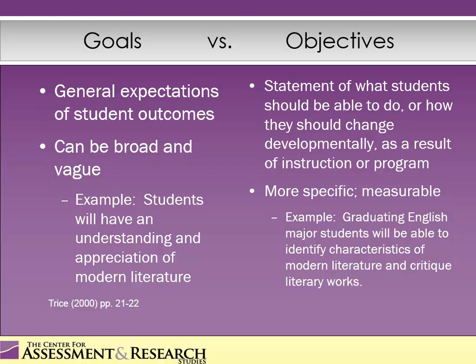It's important to understand that program objectives are not the same as program goals. Goals are generally broader than objectives. Program goals can be vague and should only represent general expectations of student outcomes. Program objectives, on the other hand, should be more detailed and represent specific statements of what students are expected to be able to do or to know as a result of participating in the program. Therefore, it's important to make sure that each program objective can be measured in order to provide useful information about the program's effectiveness.